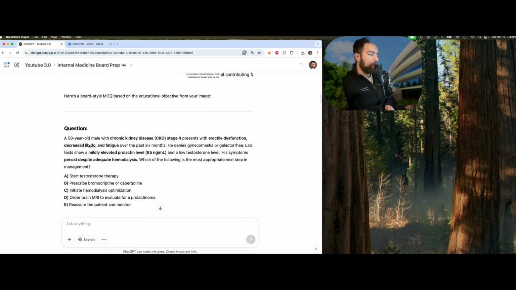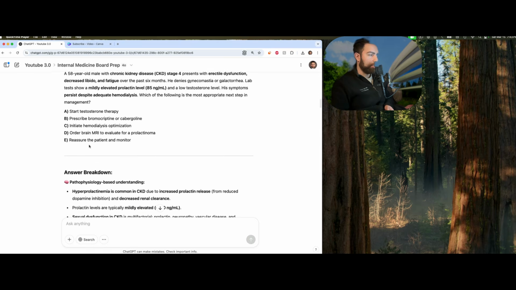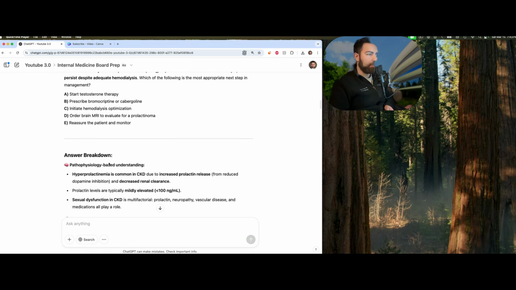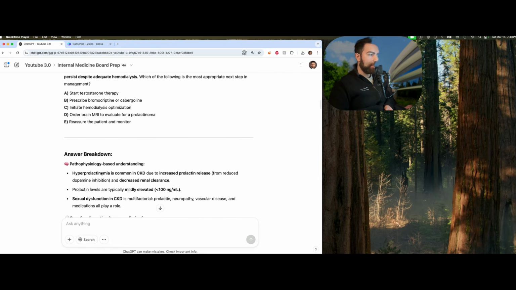All right, so this is a very important question, very pathophysiology-based. Hyperprolactinemia is very common in CKD individuals, which basically is from reduced dopamine inhibition and decreased renal clearance. Prolactin levels are typically mildly elevated in the CKD group, so less than 100, which is an important number to know, because greater than that, we should be suspecting other secondary causes of elevated prolactin.